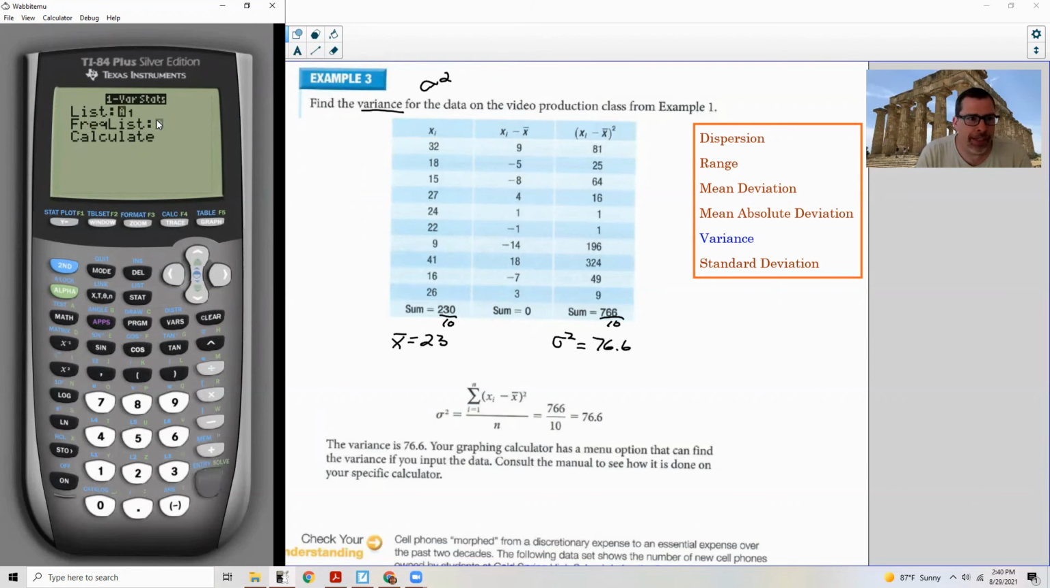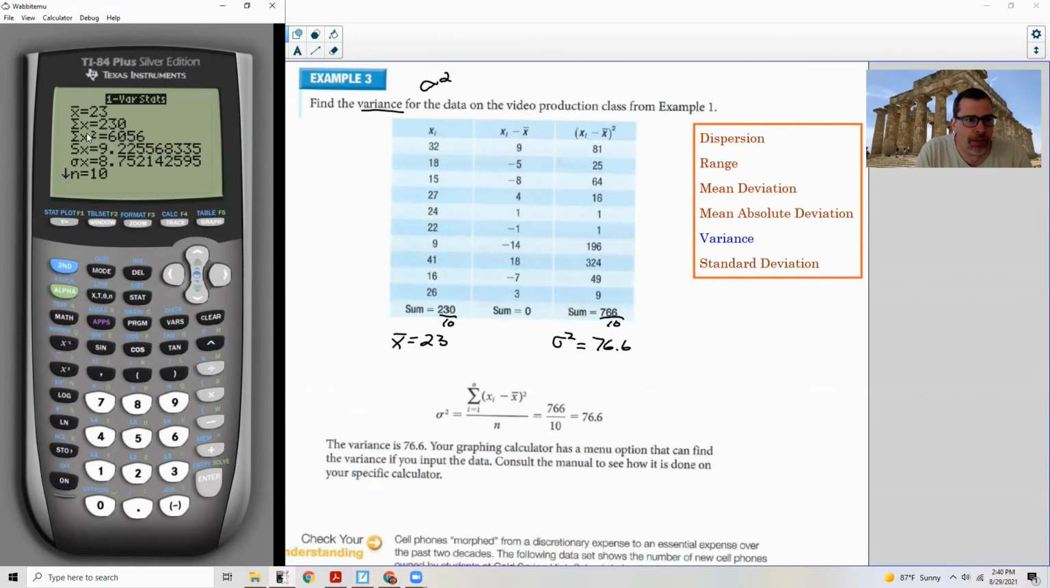It's asking where to take the list from, and it's already designated L1, and that's where I put my data. Frequency list, just leave blank. Get down to calculate, hit enter, and it calculates it. The mean, or x bar, is 23. The sum of all the x's is 230. You take the sum and square them, and you get 6,056.